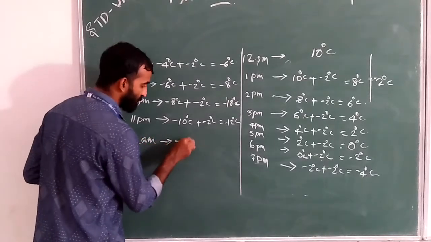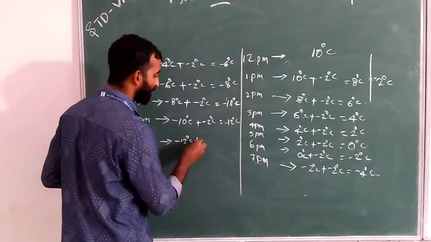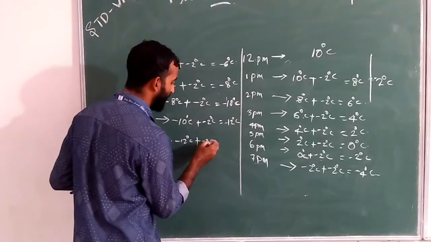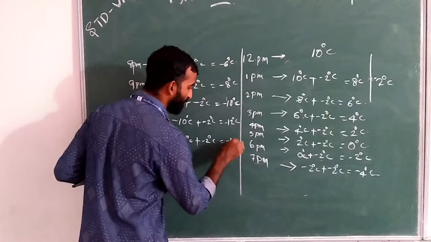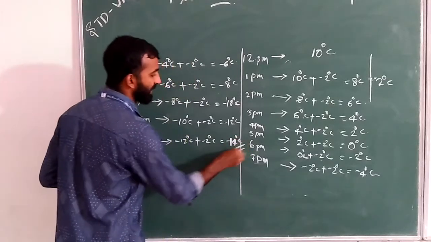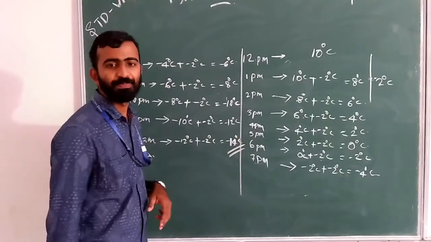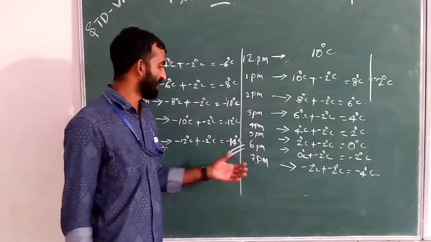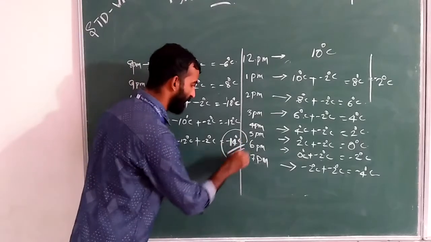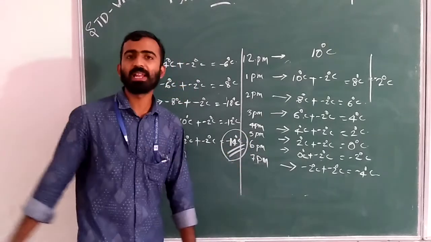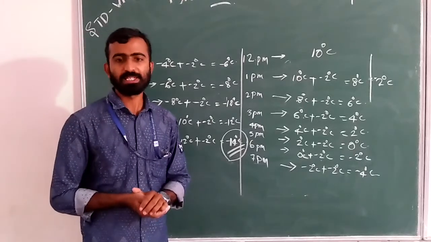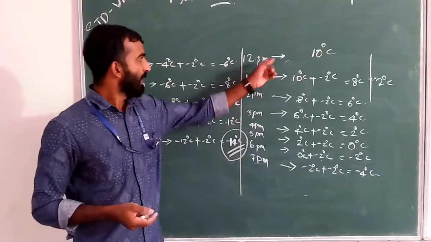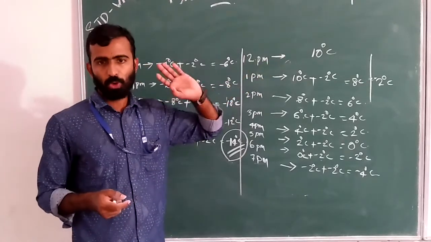We get negative 12 degrees Celsius plus what? Negative 2 degrees Celsius. We get negative 14 degrees Celsius. What is the answer? The answer is negative 14 degrees Celsius. That is at 12 p.m.